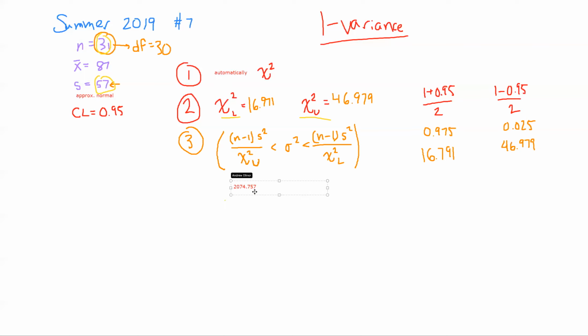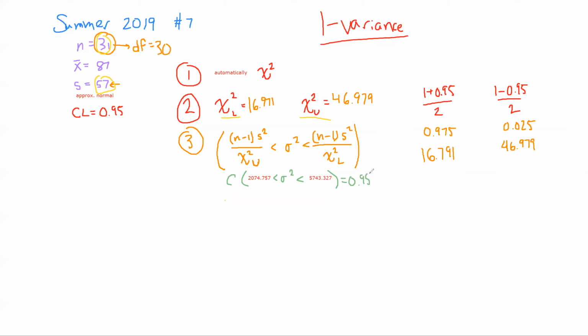Let's go to 3 decimal places. Then I'm going to do the same thing again and do 30 times 57 squared divided by my chi-square lower, which is 16.971. And you get 573, we'll round this to a 7. And this is your answer. This is your confidence interval. You might say something like less than sigma squared less than. This is a 95% confidence interval, so you might see the answer presented like this.